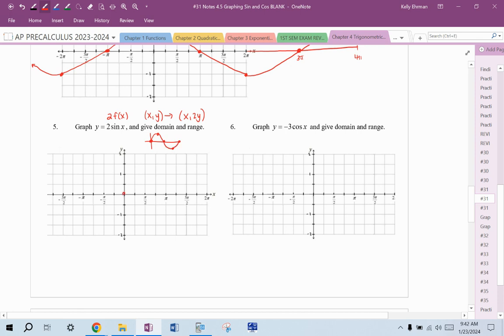0, 0 will still be 0, 0. Pi over 2 is the next point. Instead of pi over 2, 1, it's going to be pi over 2, 2. At pi, we hit 0. At 3 pi over 2, we hit -2. And at 2 pi, we hit 0 again. So it's just a taller, vertically stretched graph by a factor of 2. And you can do the same thing in the negative direction.